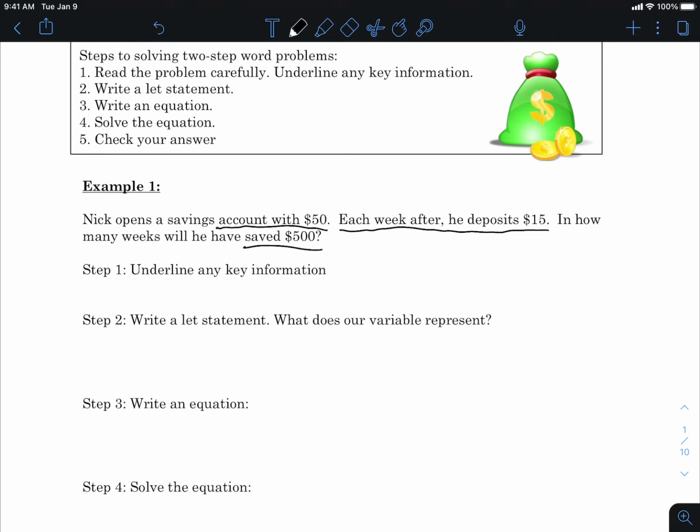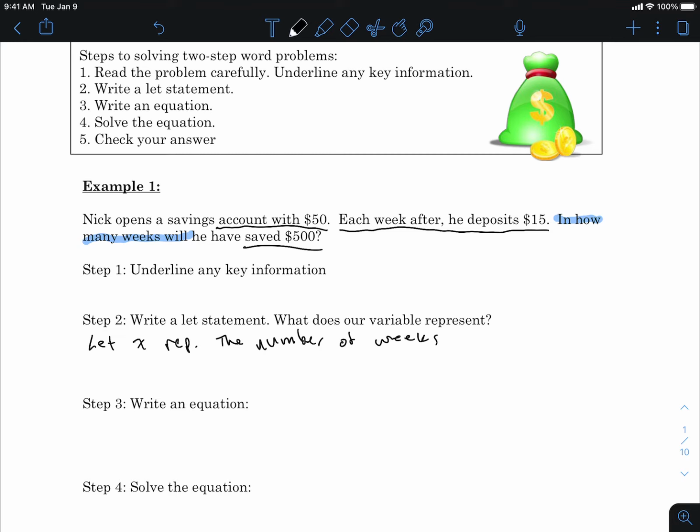So I would say the question here is, how many weeks will he have saved $500? So I'm probably going to say something like, let x represent the number of weeks. Okay, because that's the thing I want to find out, right? And then you've answered both things here too, right? What does our variable represent? It's the number of weeks.